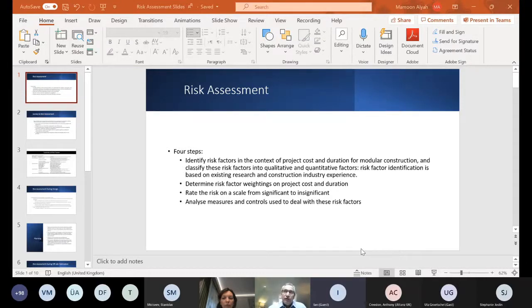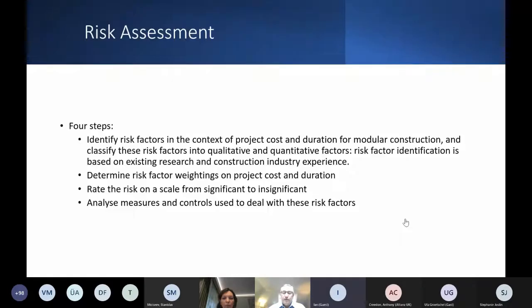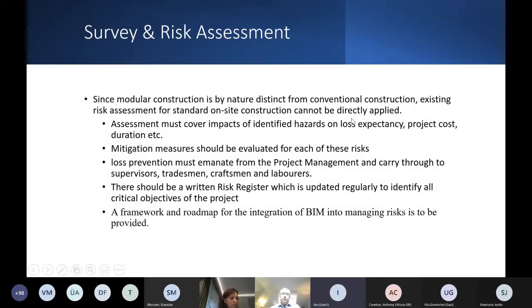It is very important to also evaluate the measures and controls in place, to examine whether the insured is going to be able to manage this risk or not. So basically, in modular construction, we need to identify the hazards, look at the mitigation measures, and look at the loss prevention that comes with the project management. Is it inherent, is it built in, and is that loss prevention carried all the way from top management up to laborers, and in all different locations?